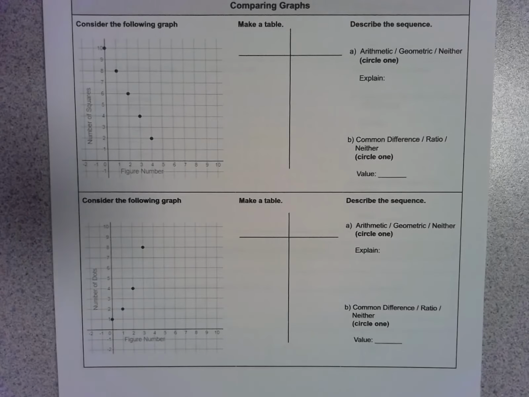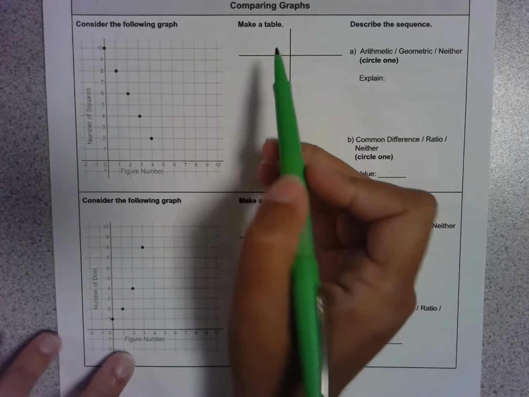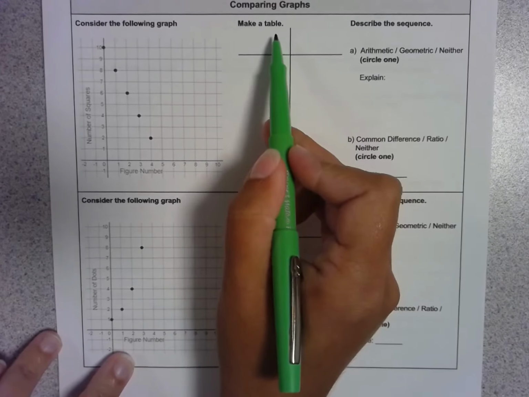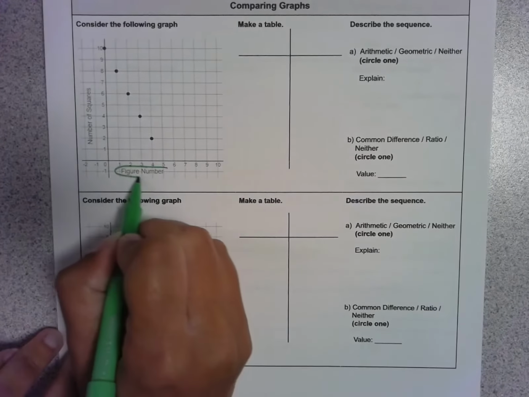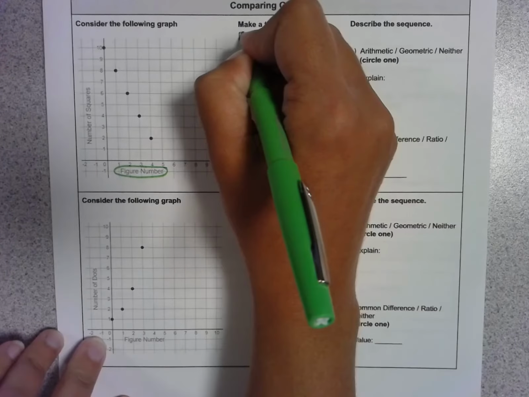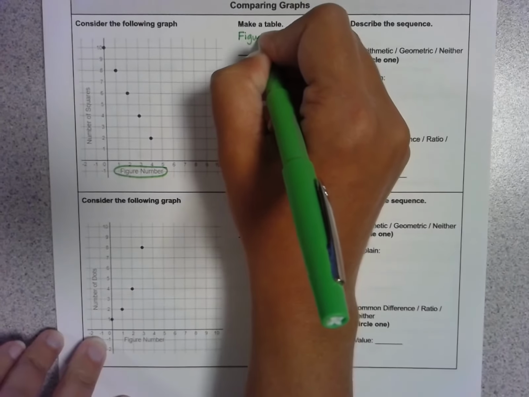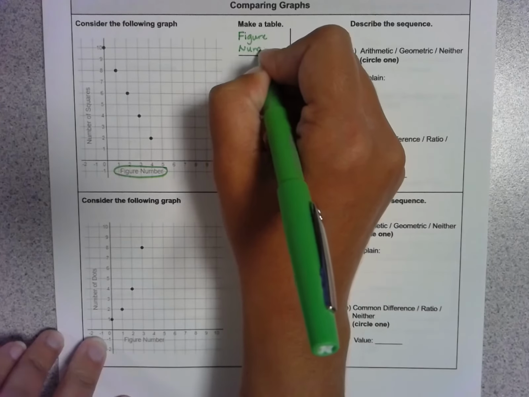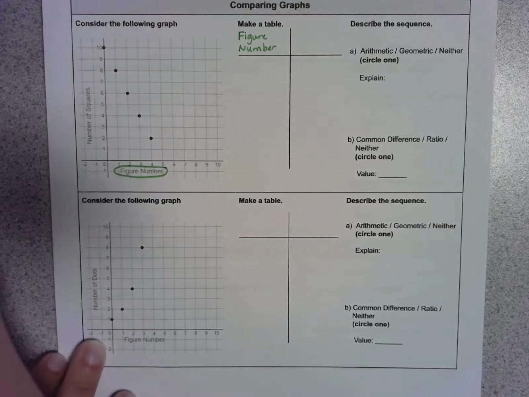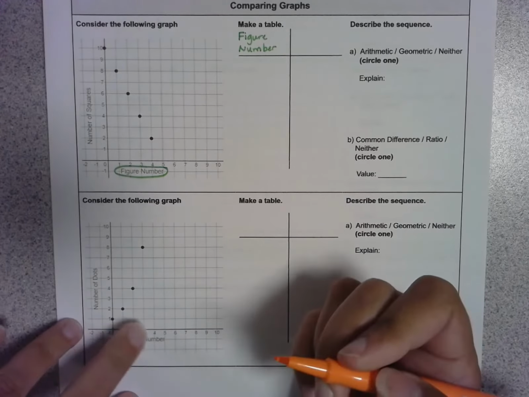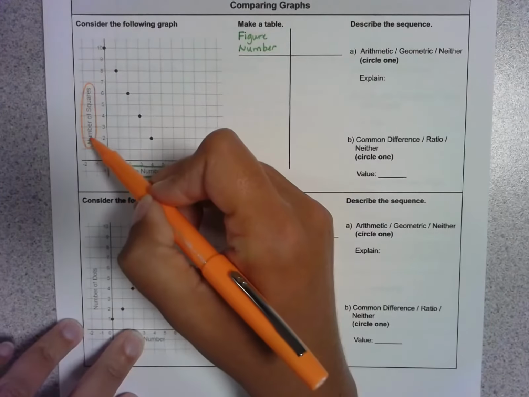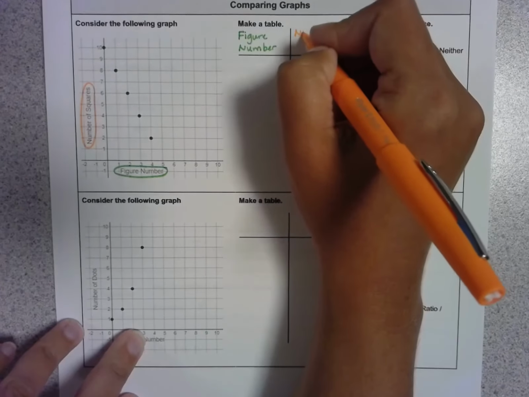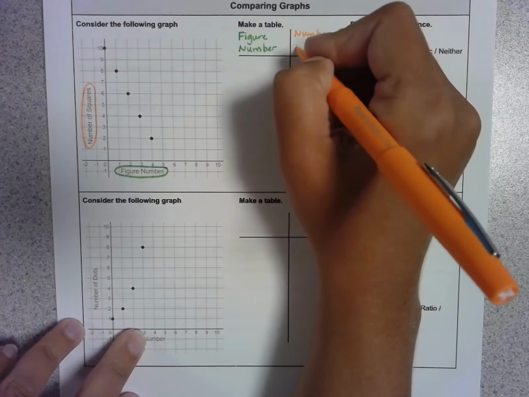When we make a table, just like in our previous video, we need to have labels. In our previous video, we said the left-hand column should be the x-axis of the table. In this case, that means we're going to label this left-hand column the figure number. Now we also need a label for our right-hand column, which is going to be the y-axis of the table. In this case, it says number of squares. So I'm just going to fill that in as the label on my table.